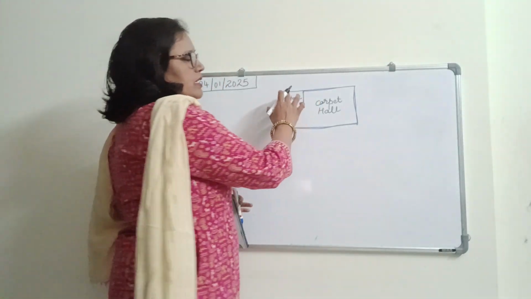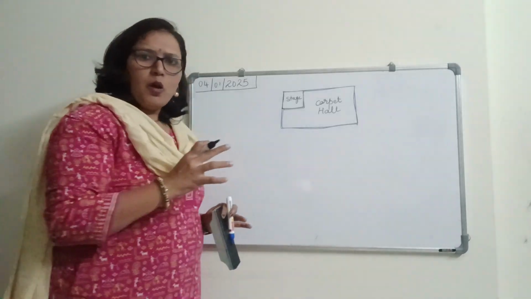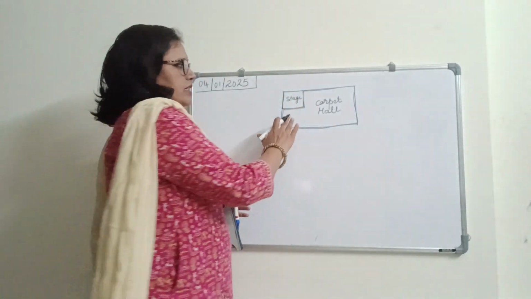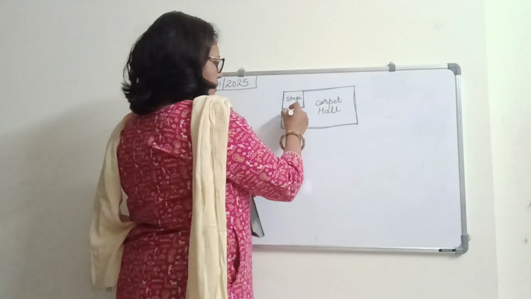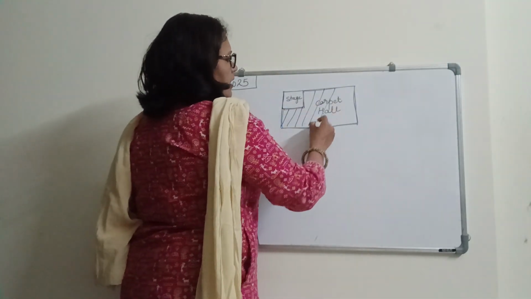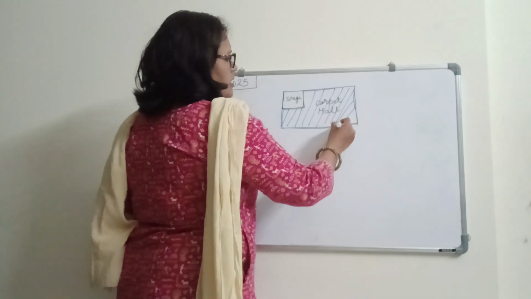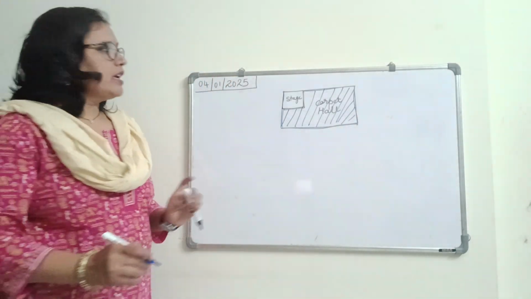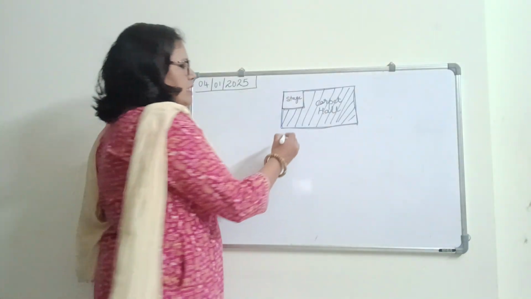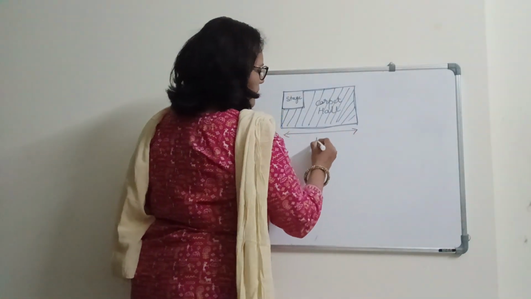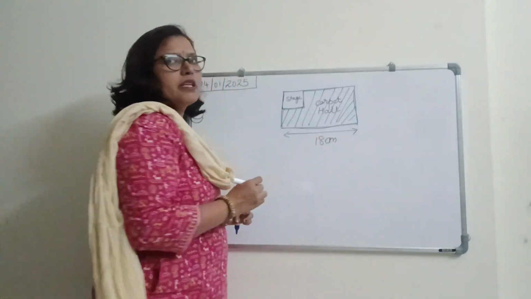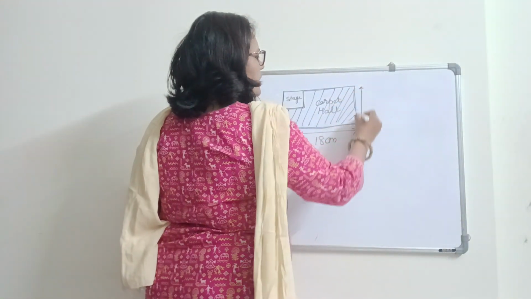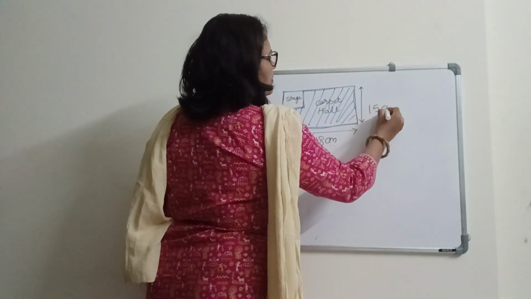Because this is the rectangular hall, in that hall, a few portion, this part they kept for the stage, and just this is the carpet area. They are asking to find the area of the shaded portion. So how to find out? First, they are giving the measurements also. This length is given as 18 centimeter, and the width is given as 15 centimeter.